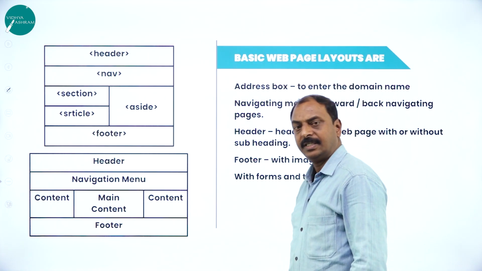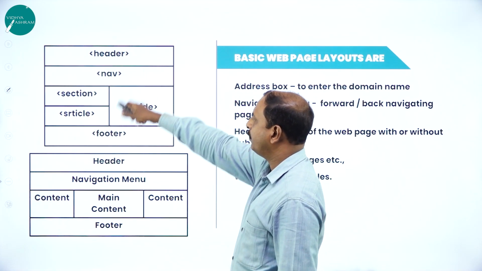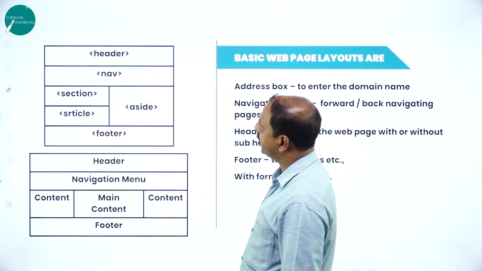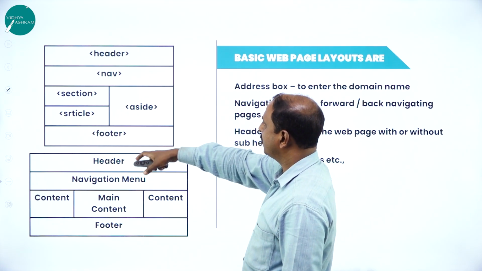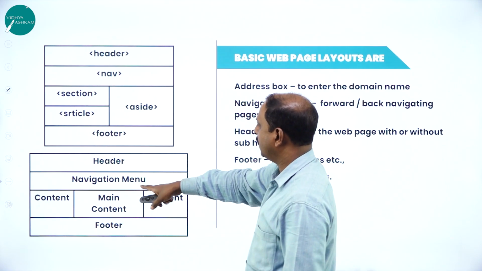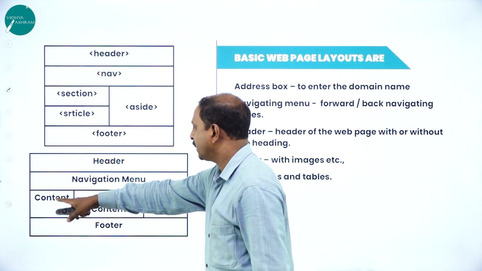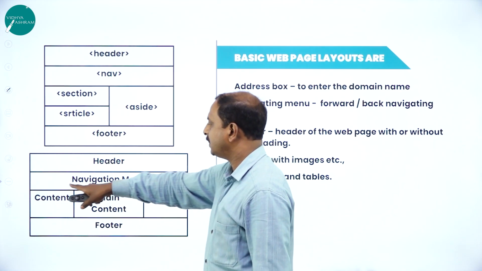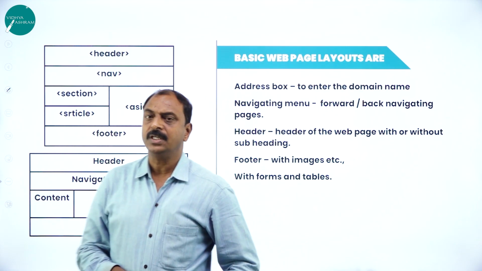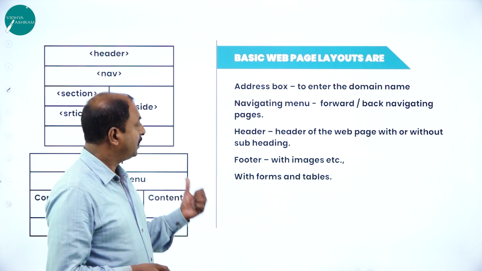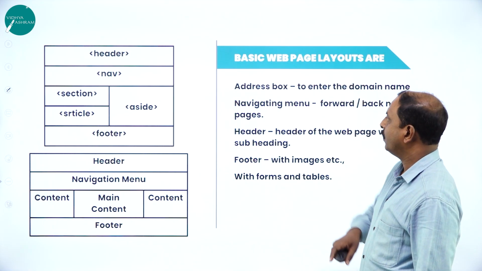Generally, the web page layout has many different parts or sections. This is the header section and the footer section, then the navigation menu, and these are the main content. Inside, the content can be divided into a number of sections or frames. So this is the general web page layout here.